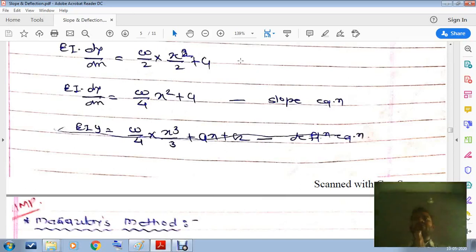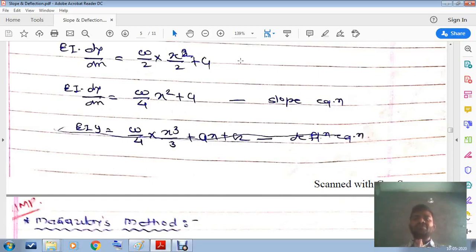So why is it called a double integration method? Because you have seen that we integrated the first equation of movement the first time, and then we integrated that integrated equation a second time. Therefore it is called the double integration method, but it is not used mostly.